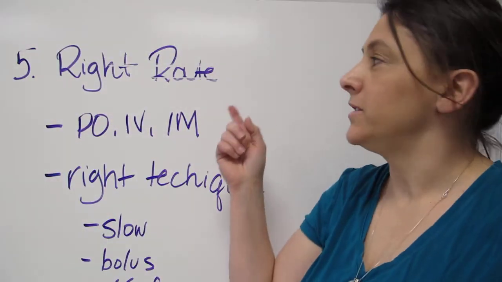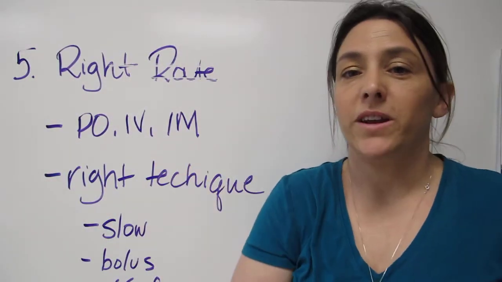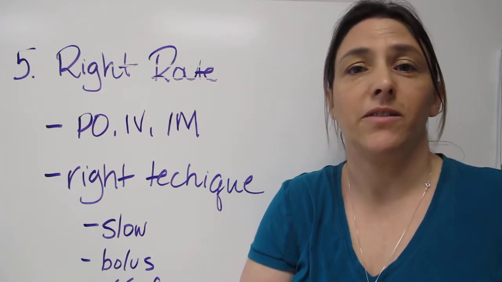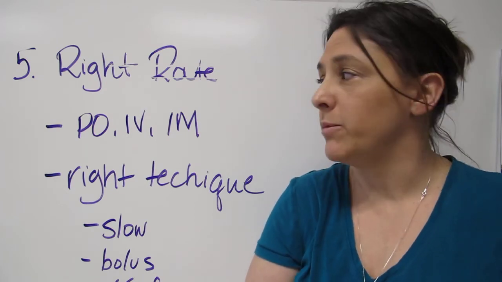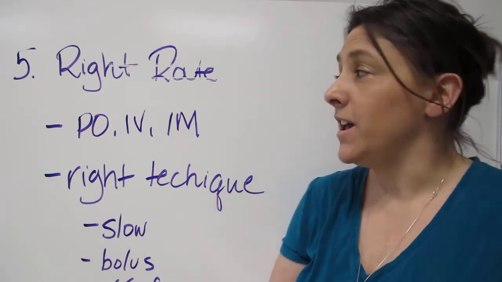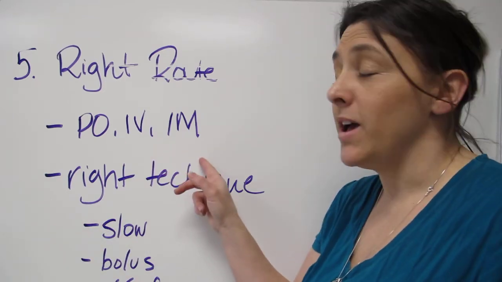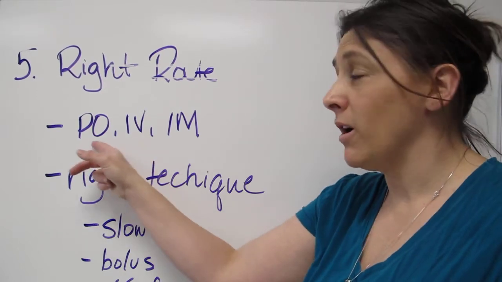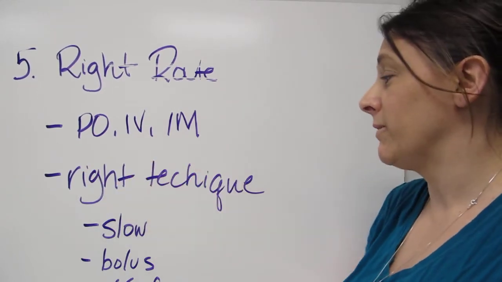The 5th one is the right route. Do I need to give it PO? Do I need to give it IV? Do I need to give it IM or sub-Q? Okay. Am I using the right technique? Obviously, if it says that I need to give it IM, I can't give it IV or PO. I need to make sure I'm using the right technique.